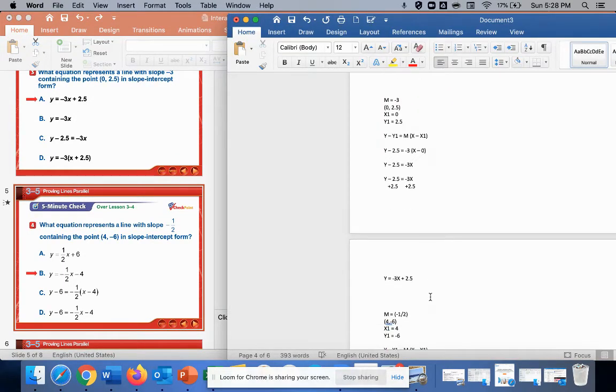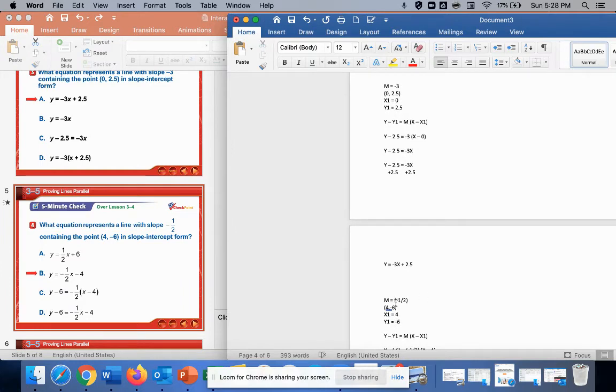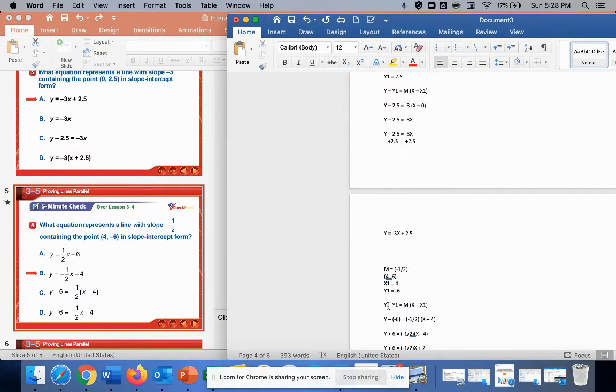All right, so we know the slope is negative 1/2. We know our point is (4, -6), so x1 is 4, y1 is -6. We use our point-slope formula: y minus y1 equals m times x minus x1. Substitute in -6 for y1, substitute in our slope, negative 1/2, for m, and substitute in 4 for our x1.